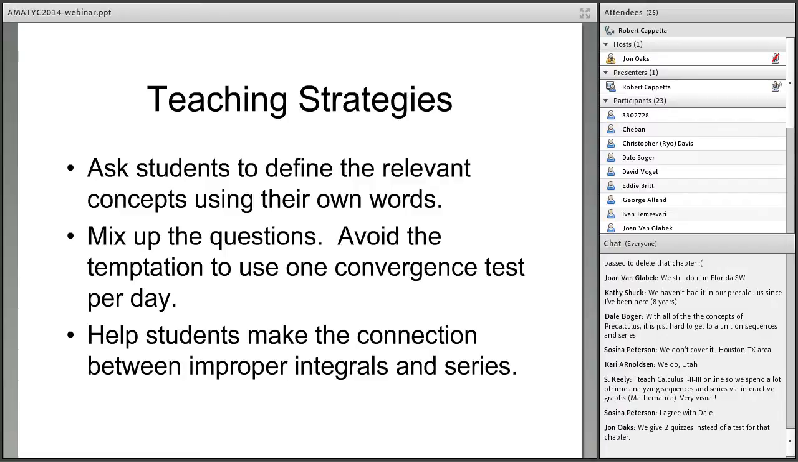Be very careful with the tests, because the way this is typically done, in a 50-minute class, you may spend the entire time doing the direct comparison test. And then the students go home and do homework, and they're all on the direct comparison test. I think you need to mix those up. So while they are learning the limit comparison test, make sure there's a geometric series in there. Make sure there's a direct comparison test in there. Make sure there's an integral test in there. Mix them up. Don't have the student just be able to look at the top of the page of the homework and know which test to use. That doesn't help the student go through the process of determining which one is appropriate.